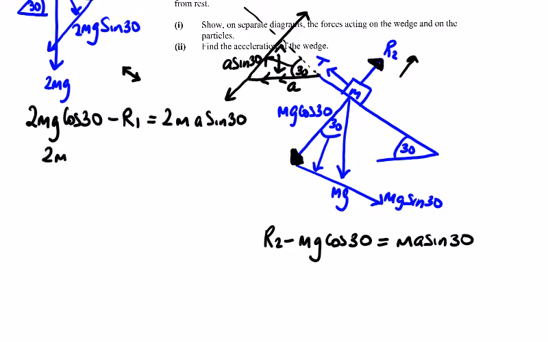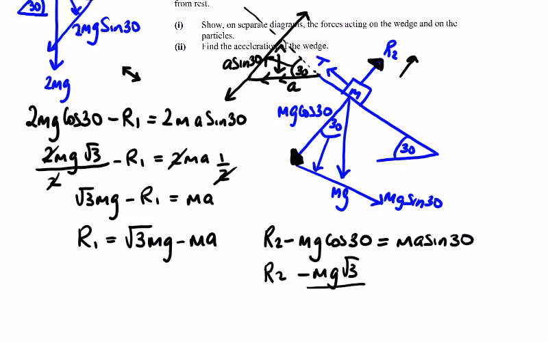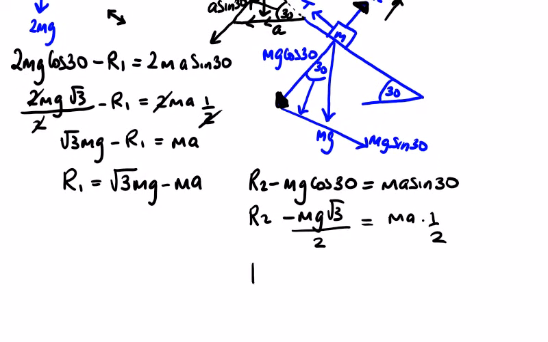We can tidy these up. 2mg by root 3 over 2 minus R1 is equal to 2ma by a half. So the 2's will cancel. So we have root 3 mg minus R1 is equal to ma. Or in terms of R1, we have R1 is equal to root 3 mg minus ma. And over here we have R2 minus mg by root 3 over 2 is equal to ma by a half. So we have R2 would be equal to ma over 2.